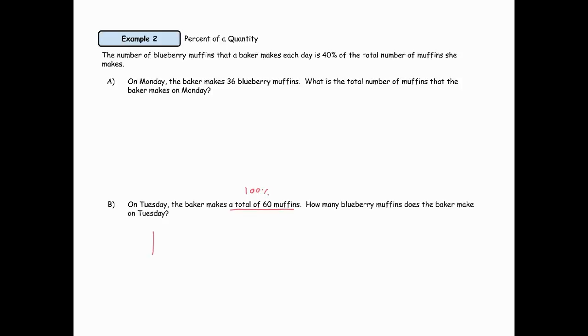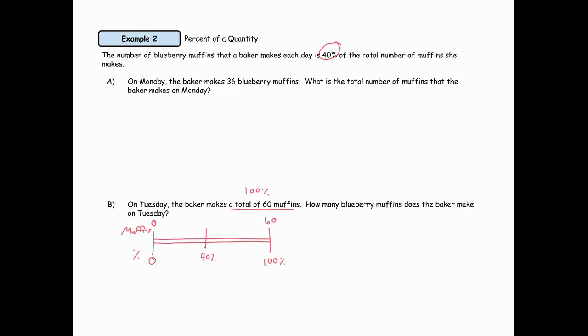So if we were to set up a double number line, we could have muffins on top and percent down below. I know that 0% of all of the muffins are 0. I know that 100% of all the muffins in this case are 60. If we know that 40% of all the muffins are blueberries, I can create a little hash mark here representing 40%.